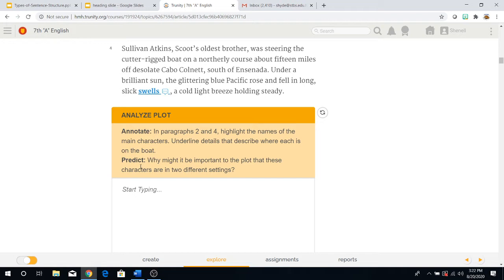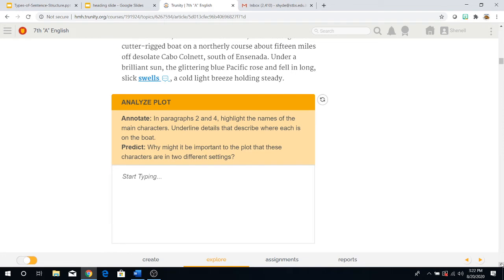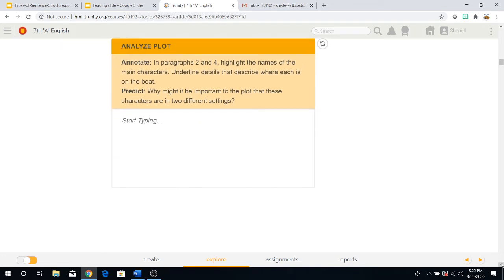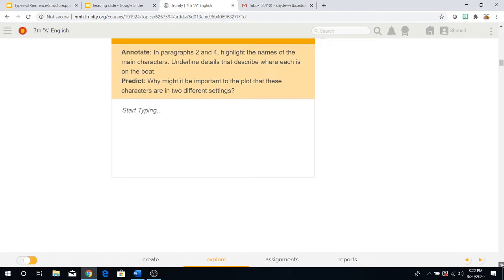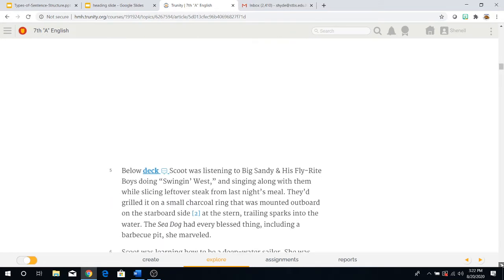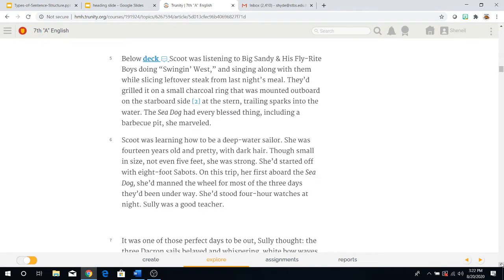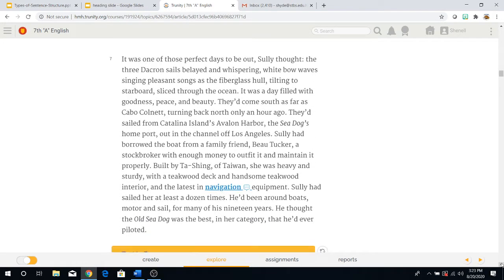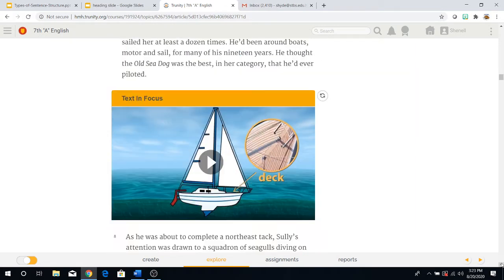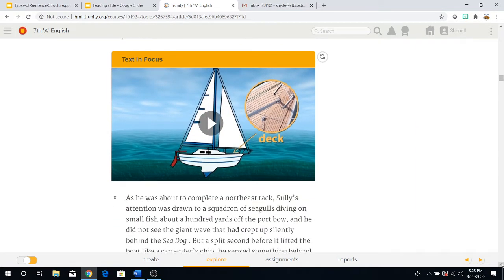Why might it be important to the plot that these characters are in 2 different settings? Wow, we really need to take our time. We go back, we read again, and then we answer our question in our textbook. If we don't have enough room, like I said, you can do it in your notebook. Then we pass on to paragraph 5 and 6. Again, and paragraph 7, we take our time, we read, we go back and read again if we feel it's necessary. Once we are done with those paragraphs, we have a text focus for you guys.